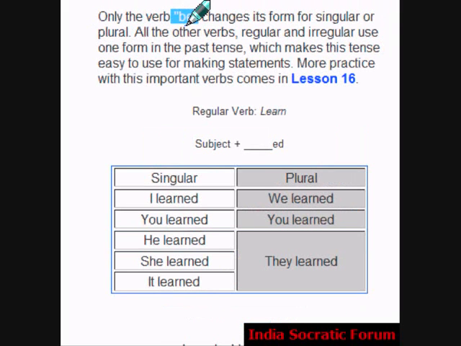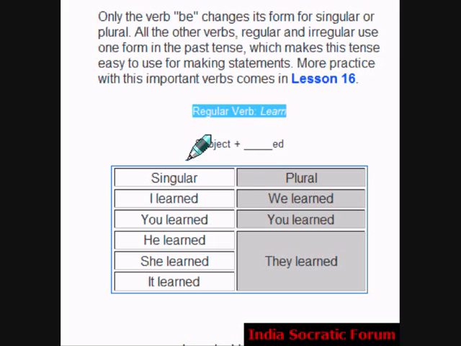Only the verb be changes its form for singular or plural. All the other verbs, regular or irregular, use one form in the past tense, which makes this tense easy to use for making statements. Okay, let's see more about irregular verbs in lesson 16. But now let us take the regular verb learn.